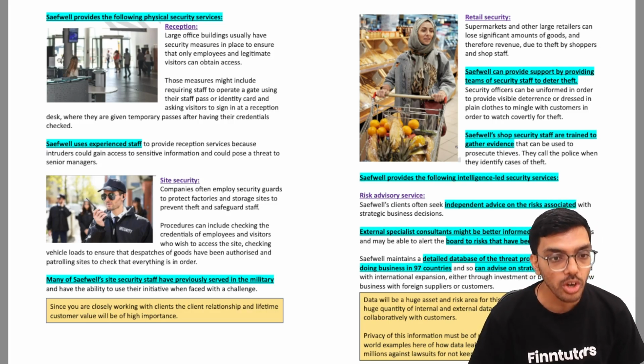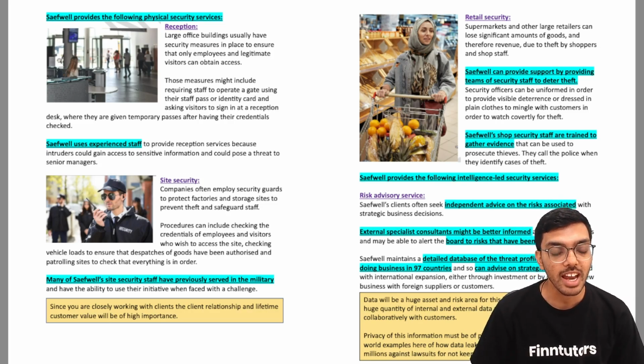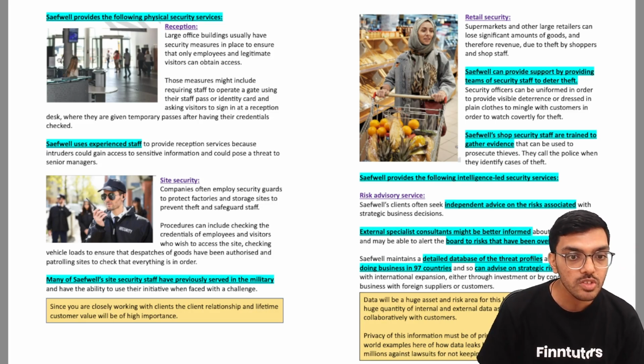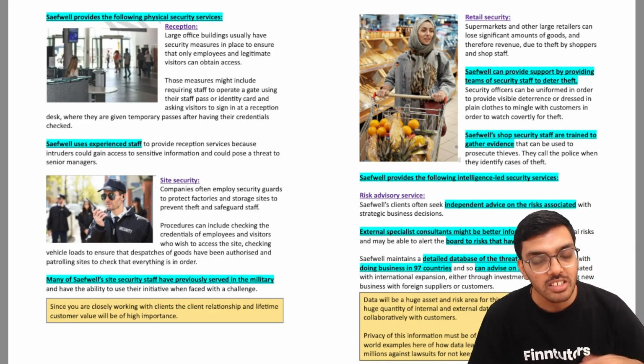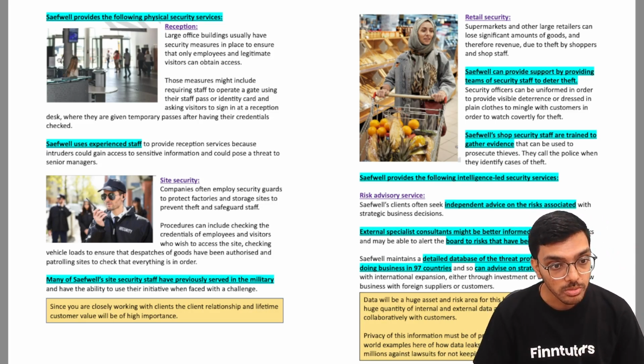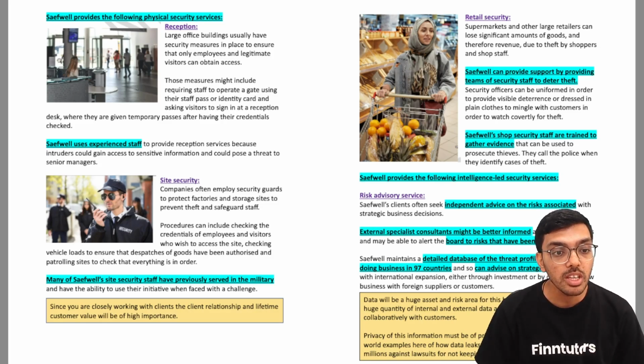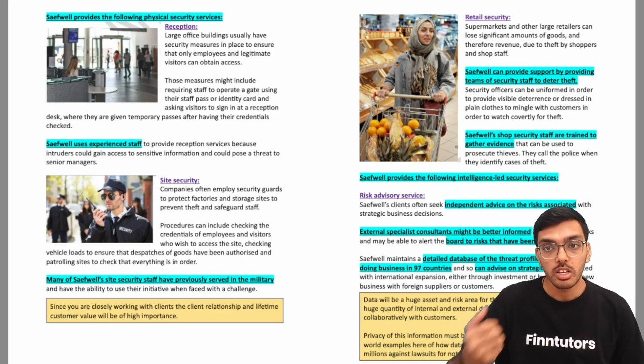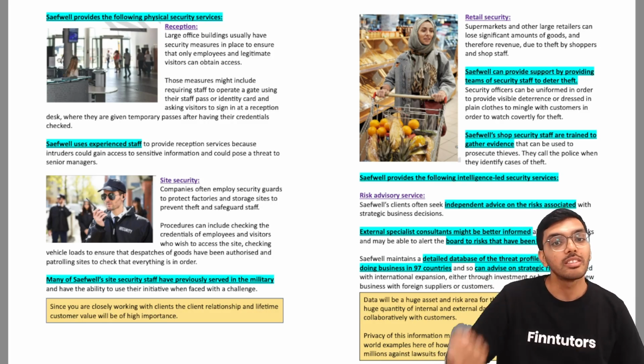Second, site security. Companies often employ security guards to protect factories and storage sites to prevent theft and safeguard your staff. So procedures again over here can include checking credentials of employees, checking the vehicle loads, and patrolling the sites to check whether everything is in order. So many of Saefwell's site security staff have previously served in the military. So please remember, you are hiring not just anybody, but staff with good background.